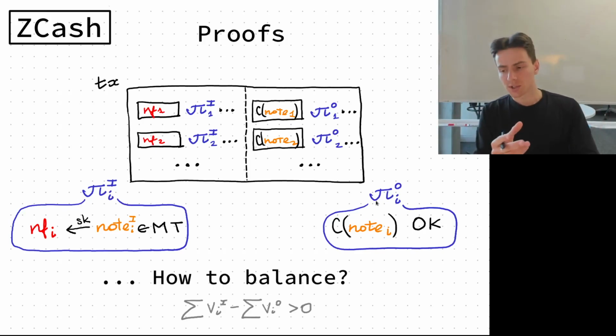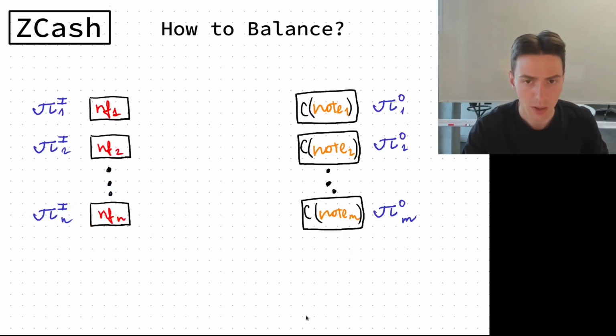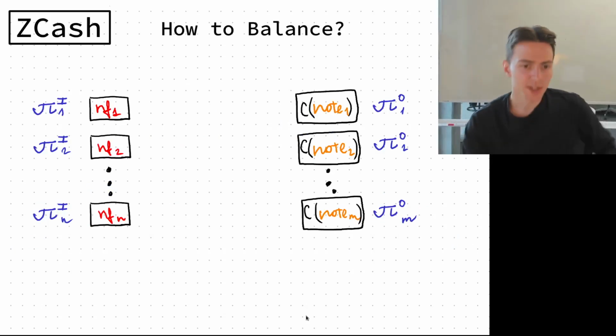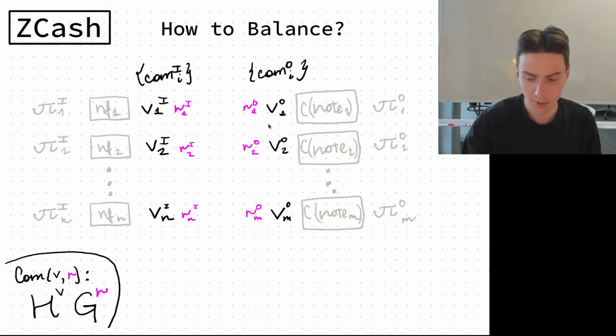But one thing that is not solved by NIZK directly is the balance. How do we make sure that the values inside these input nodes and the values inside output nodes balance? So input values minus output values is more than 0. Again, in Zcash, it's solved by adding homomorphic commitments. So these are our nullifiers and commitments of nodes, and we add these value commitments inside here.